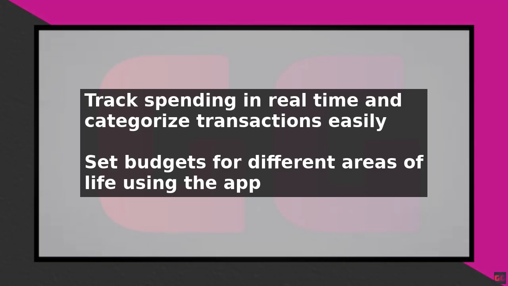The Monzo app allows you to track your spending in real time, categorize your transactions, and set budgets for different areas of your life. You can also use the app to send and receive money, pay bills, and transfer funds to other accounts. One of the key features of Monzo is its ability to provide instant notifications when you make a purchase or withdraw cash.